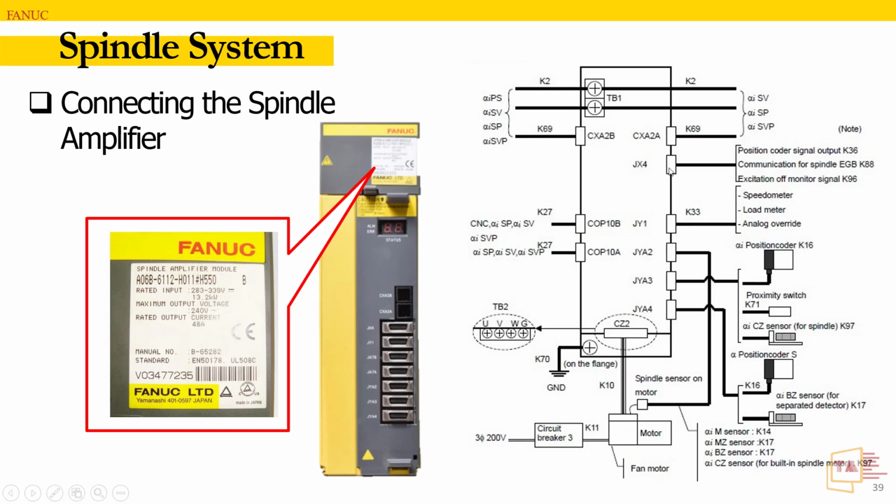This is a block diagram. If you refer to the block diagram, this diagram can also give a lot of knowledge to you. See, this is JX1, JY1, JYA2, JYA3, JYA4. JY1 is used for speedometer, load meter, and override, so you can connect this type of devices. And if you want to connect a position coder or proximity switch or sensor to detect the RPM, you can use JYA3. JYA4 you can also use, for position coder and BZ sensor, like that.